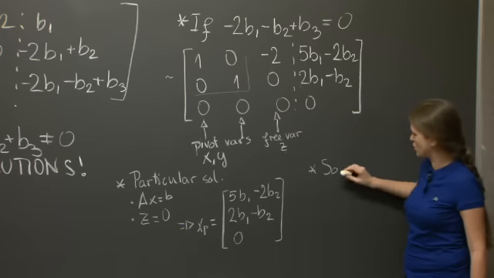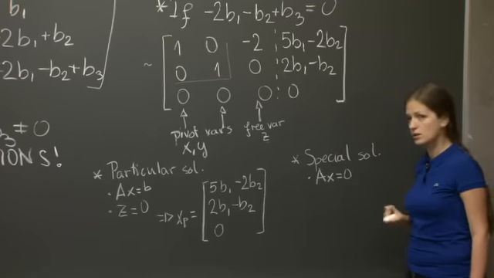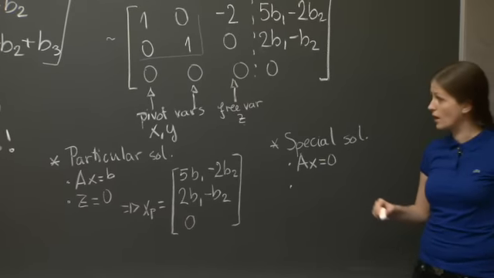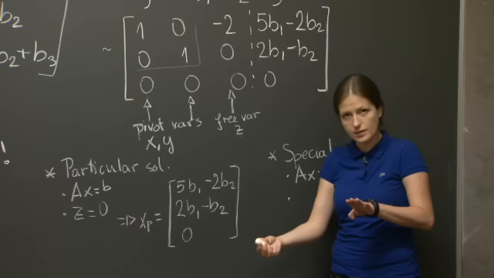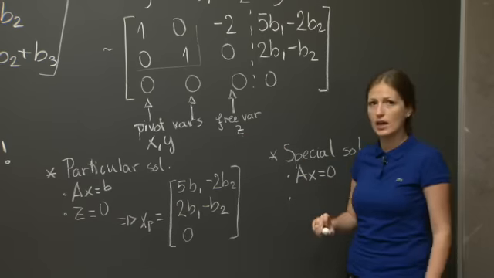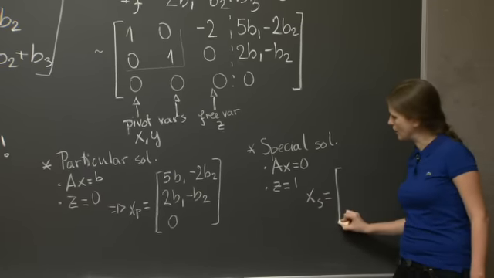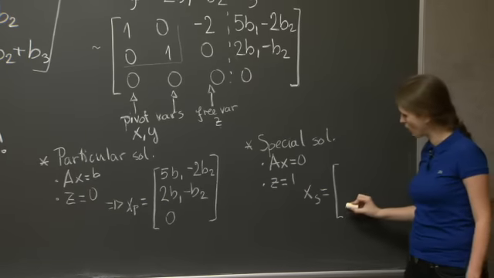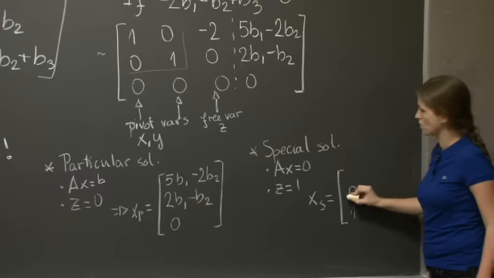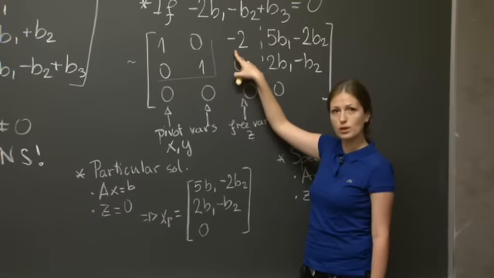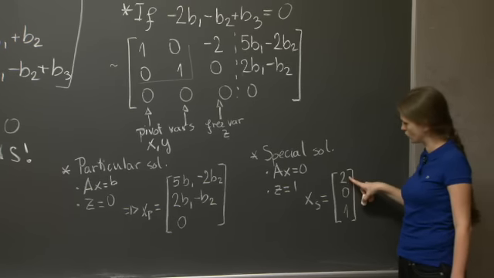The next kind is the special solution. Remember, those solve Ax equals 0. There are as many of them as there are free variables. In our case, there's only one. We get it by setting all free variables equal to 0 except one equal to 1, and do it for every free variable. So in our case, we set z equal to 1. Remember, we're solving Ax equals 0, so we don't care about the right-hand side anymore. So z is 1, the second equation says y equals 0, and the first equation says x minus 2 times 1 equals 0. In other words, x equals 2. So the special solution is (2, 0, 1).